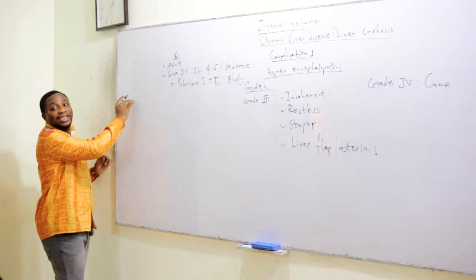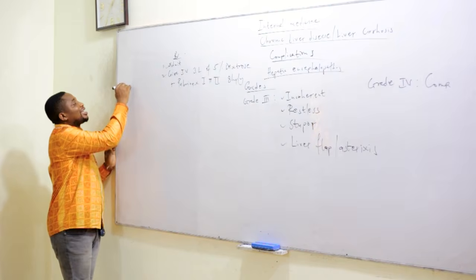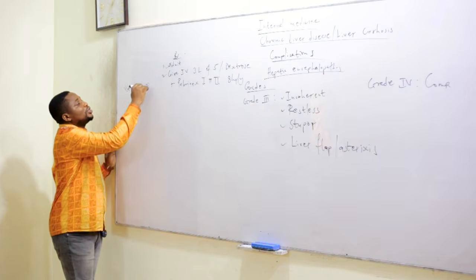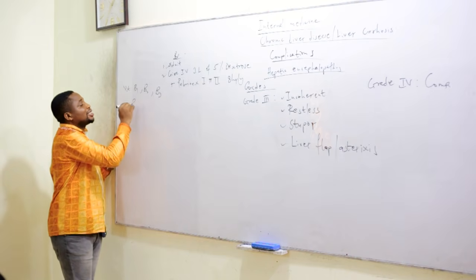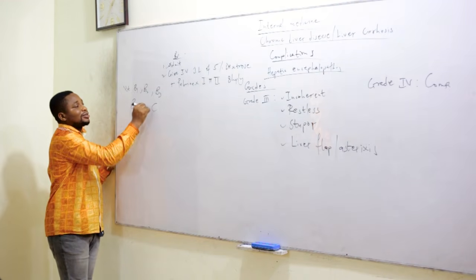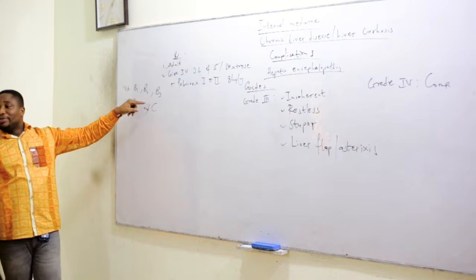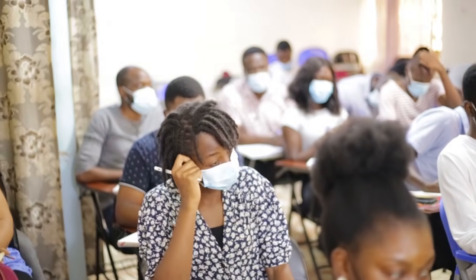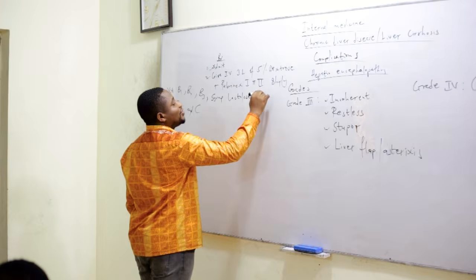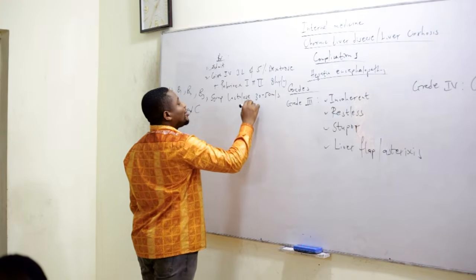Pabrinex contains vitamins. It has vitamin B1, B2, B3, B6, and vitamin what? C. Exactly. Those are the constituents of Pabrinex 1 and 2. Then the next thing is what? Syrup lactulose, 30 to 50 mL, 8 hourly.